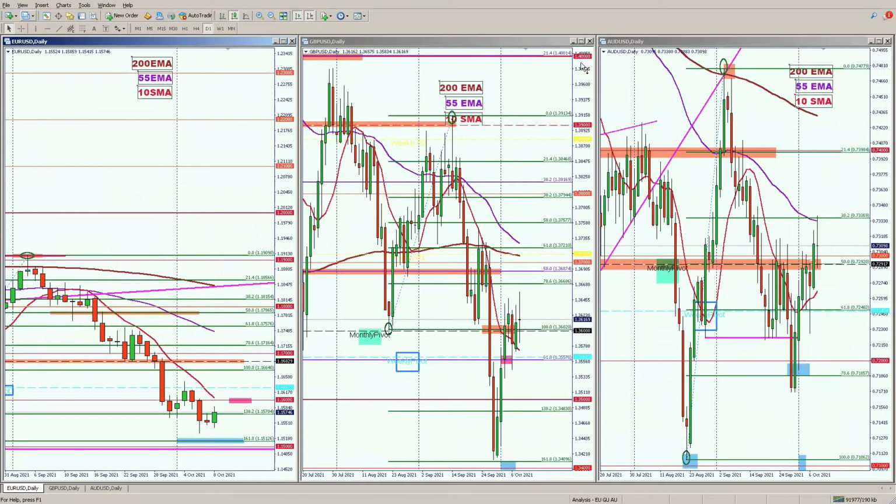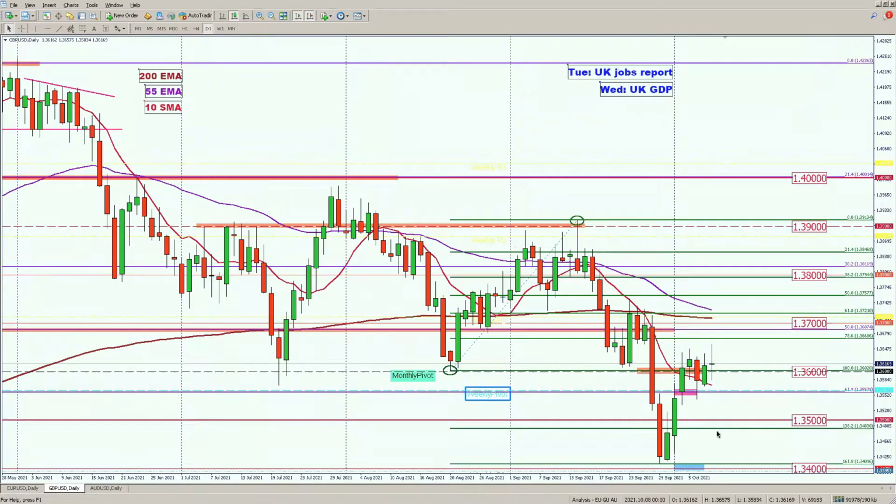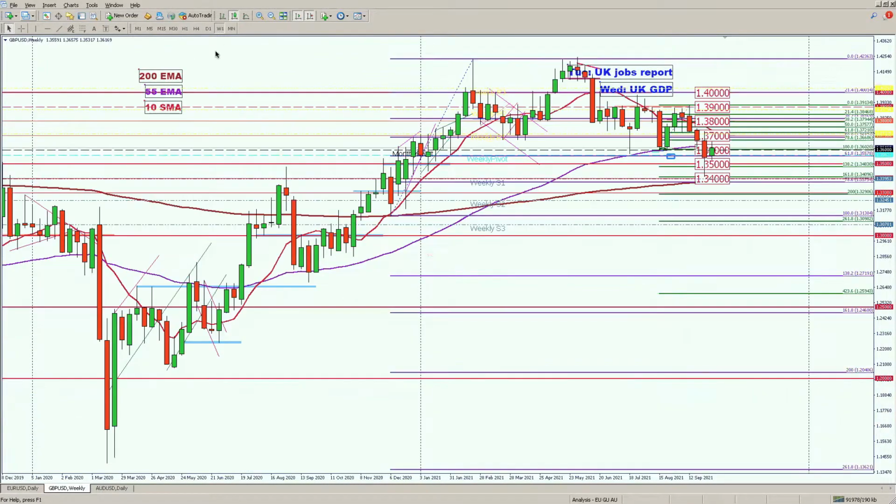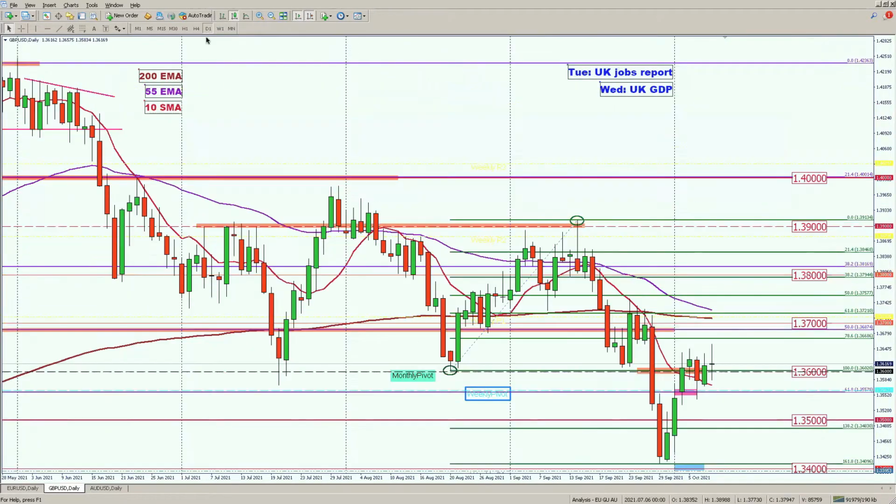Okay, let's move on to the cable, where it performed better than the euro last week and started off with a gap up above the weekly pivot, which aligned with the 62 fib extension of the bigger fib swing here, and managed to climb up above the 136, managed to stay above the 136 and close above that for the week, even after dipping lower to retest the 62 fib again and the weekly pivot providing support.